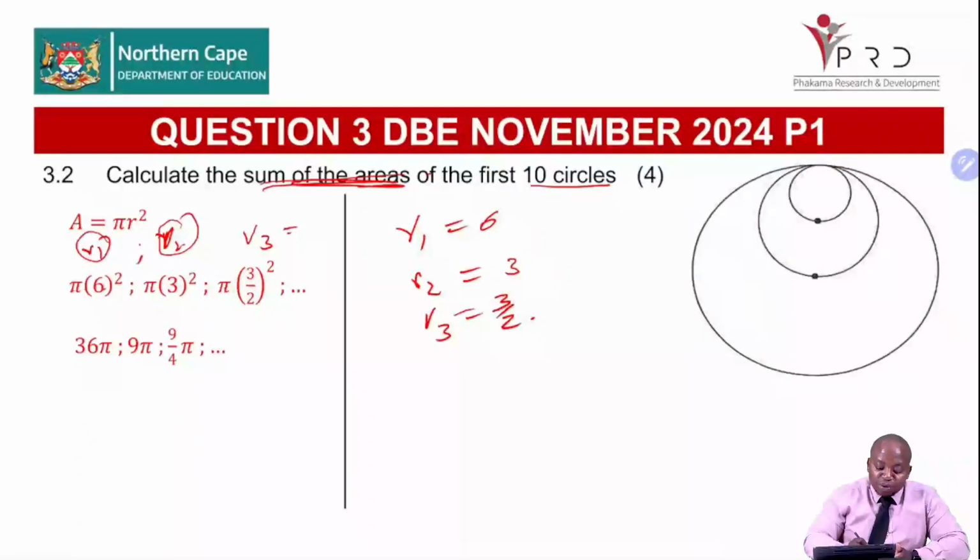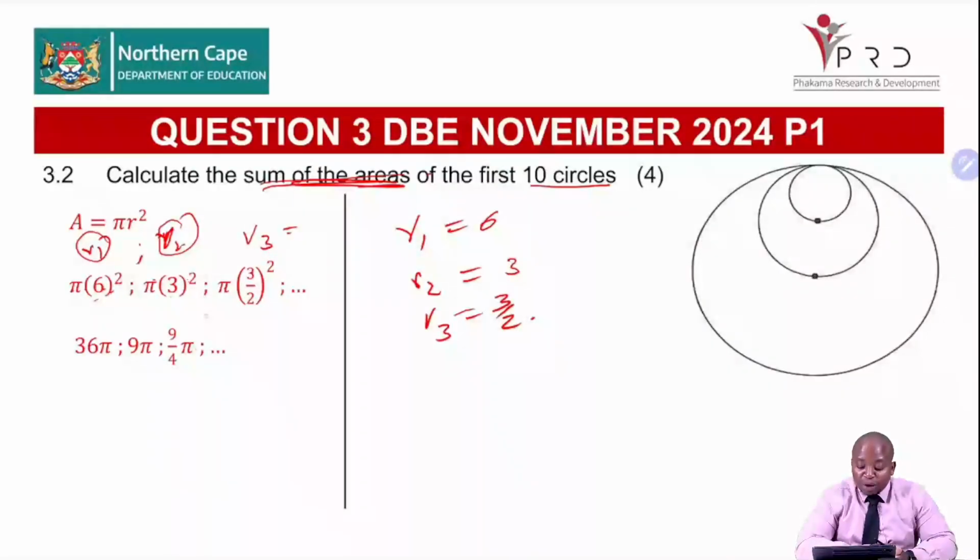Then the area is going to be, 6 squared is 36, and that is 36 pi. Then 3 squared is 9, and 9 times pi is 9 pi. Then for the third one, the radius is 3 over 2, squared, which is 9 over 4, so 9 over 4 pi.